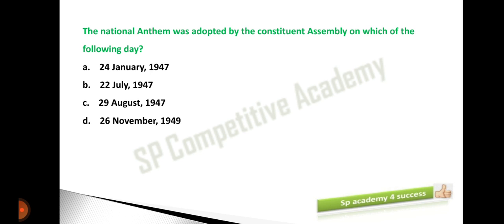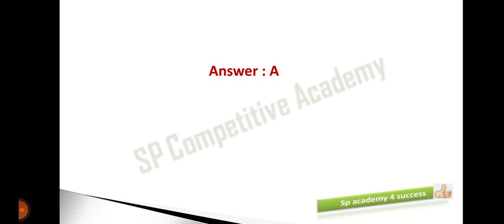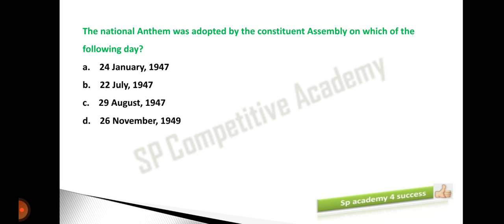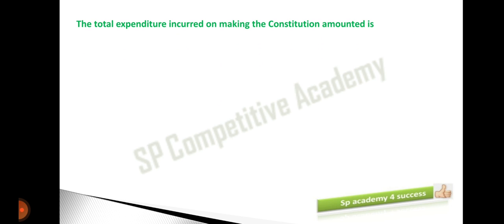The national anthem was adopted by the Constituent Assembly on which of the following day? On which day the national anthem was adopted? So we discussed this point in our explanatory videos. So answer for this is 24th January 1947. So 24th January 1947, the national anthem was adopted. Right? So the last session of our Constituent Assembly. See here, the next one.